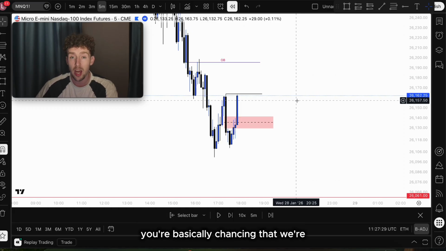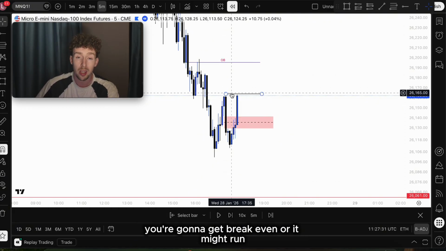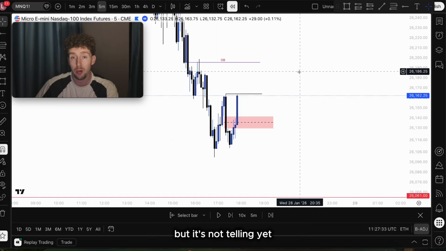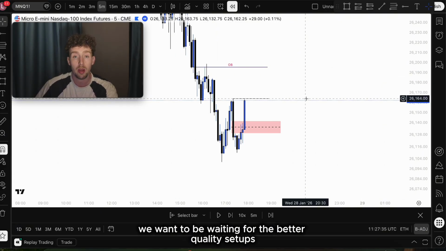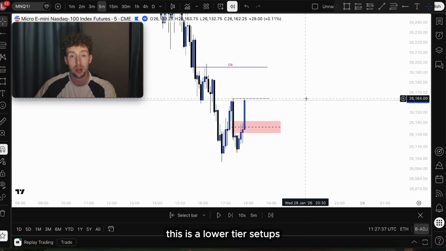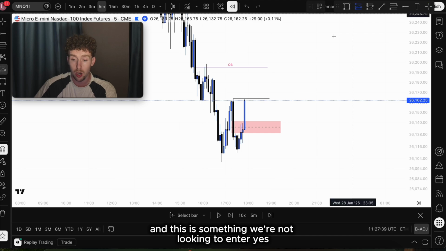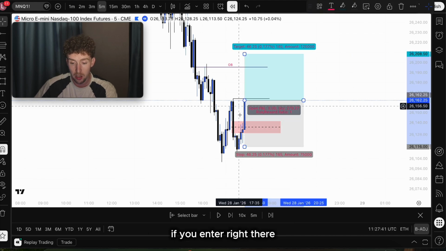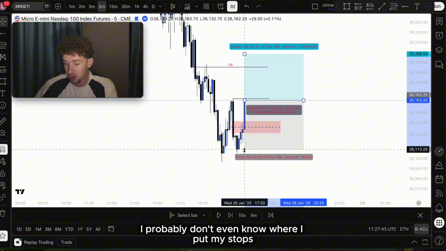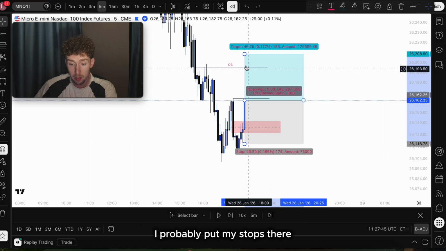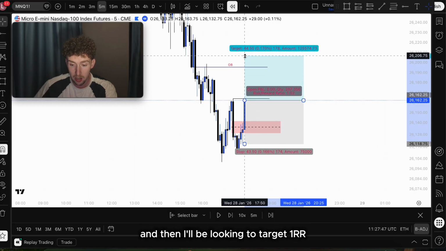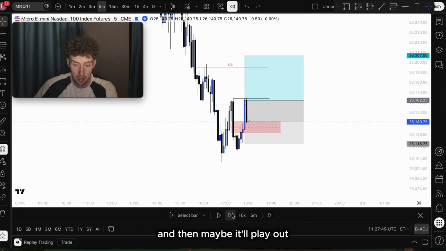You're basically chancing that you're going to get break even, or it might run, but it's not telling you. We want to be waiting for the better quality setups. This is a lower tier setup, and it's something we're not looking to enter. Yes, if you enter right there, I don't even know where I'd put my stops. I'll probably put my stops there, and then I'd be looking to target one hour, and then maybe it'll play out.